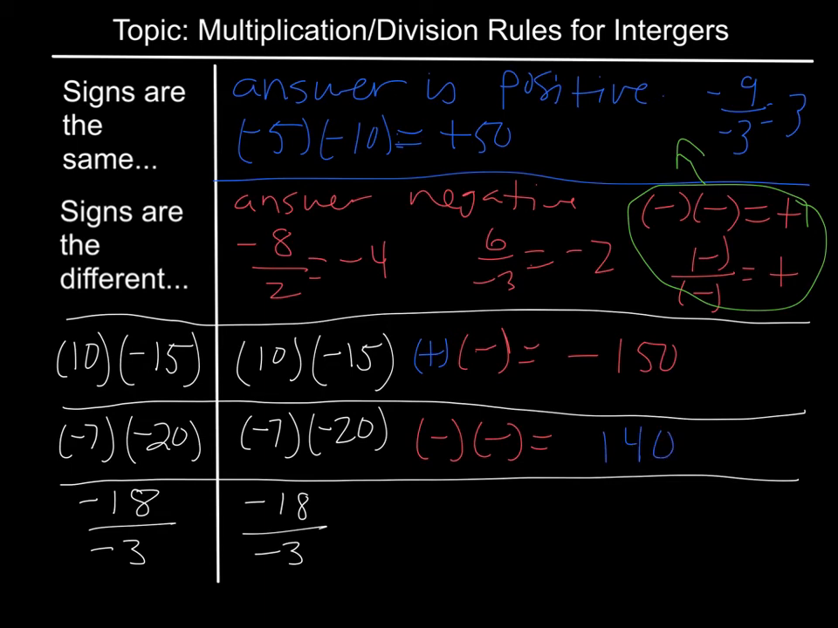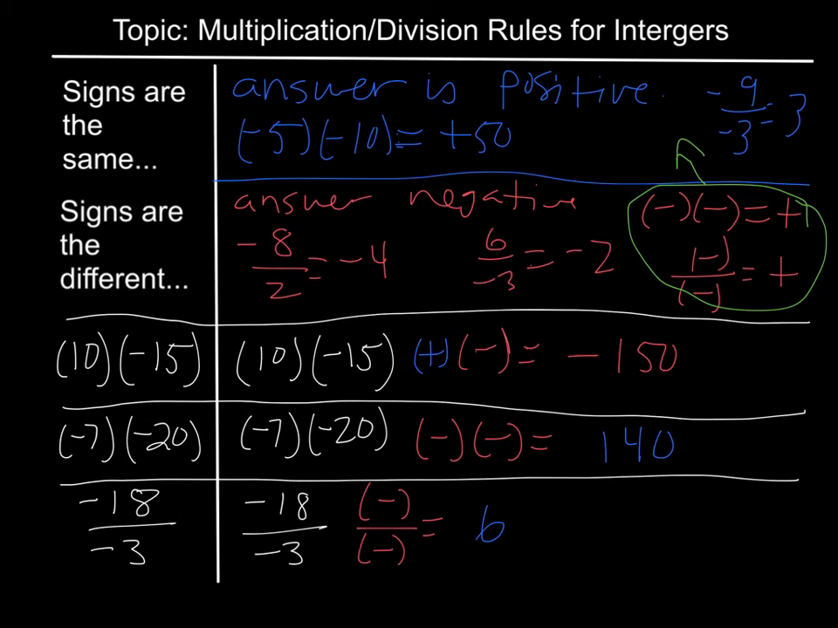I don't need to put the positive sign in there. We know it's positive, but you can if you want to. And then the last one that I did here, I did a division problem. Here I have a negative divided by a negative. Those signs are the same, which means your answer is going to be positive, and it's going to be positive 6. So there you go.